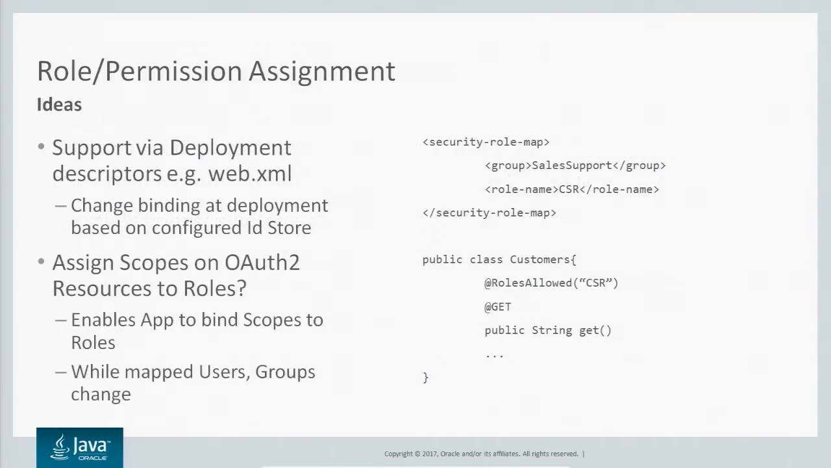Some ideas would be to support deployment descriptors and change the binding at deployment based on configured ID stores. So at the moment, role bindings actually do happen a lot of times in deployment descriptors, but they're proprietary deployment descriptors. So, WebLogic.xml has some role bindings, but web.xml does not. Assigning scopes to OAuth II resources to roles. So that would enable an app to bind scopes to roles and mapped users and groups may change.